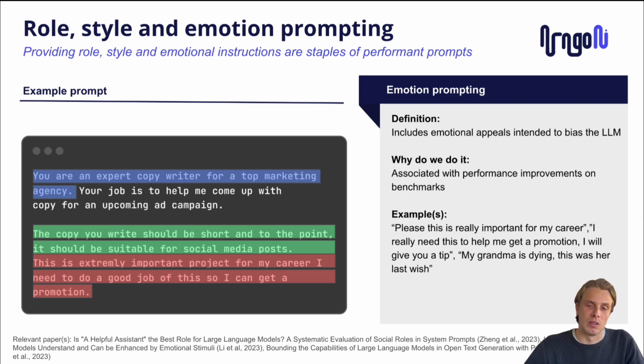And emotion prompting. This is an interesting one. There's been research that's actually found that providing an emotional appeal to a large language model can actually be associated with improved performance. So this is an example of how you can provide an emotional appeal.